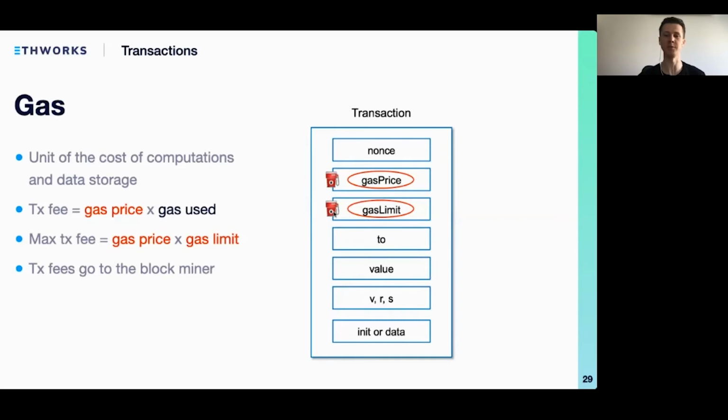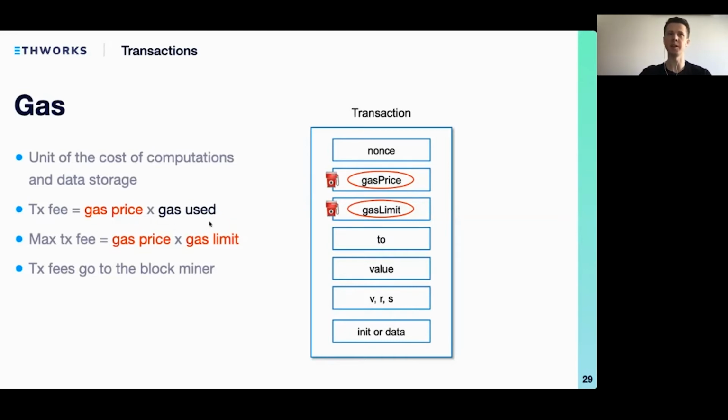In order to calculate those fees, we need gas. So every operation that is done on blockchain has some predefined cost. Then you sum all of those operations, and you get an amount of gas that was used by a transaction. To calculate the transaction fee, you multiply the gas used value by some gas price.